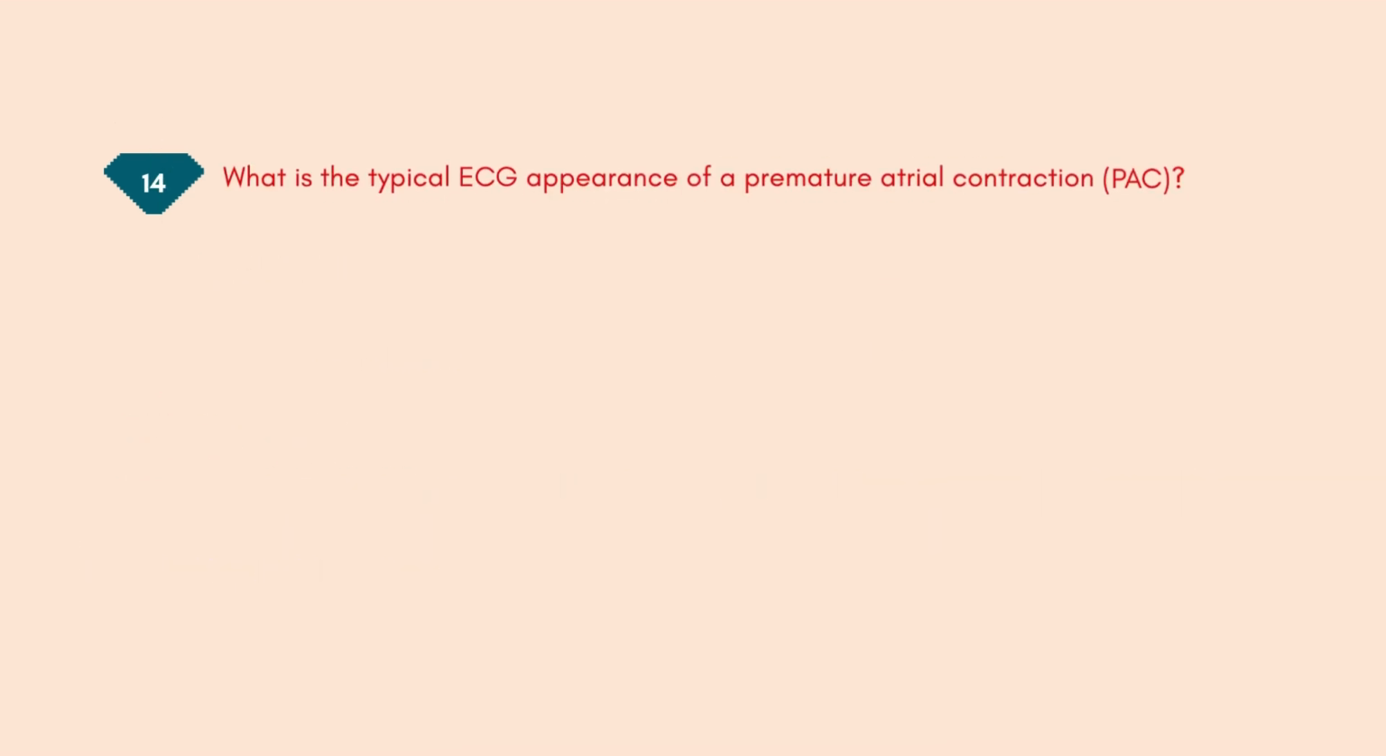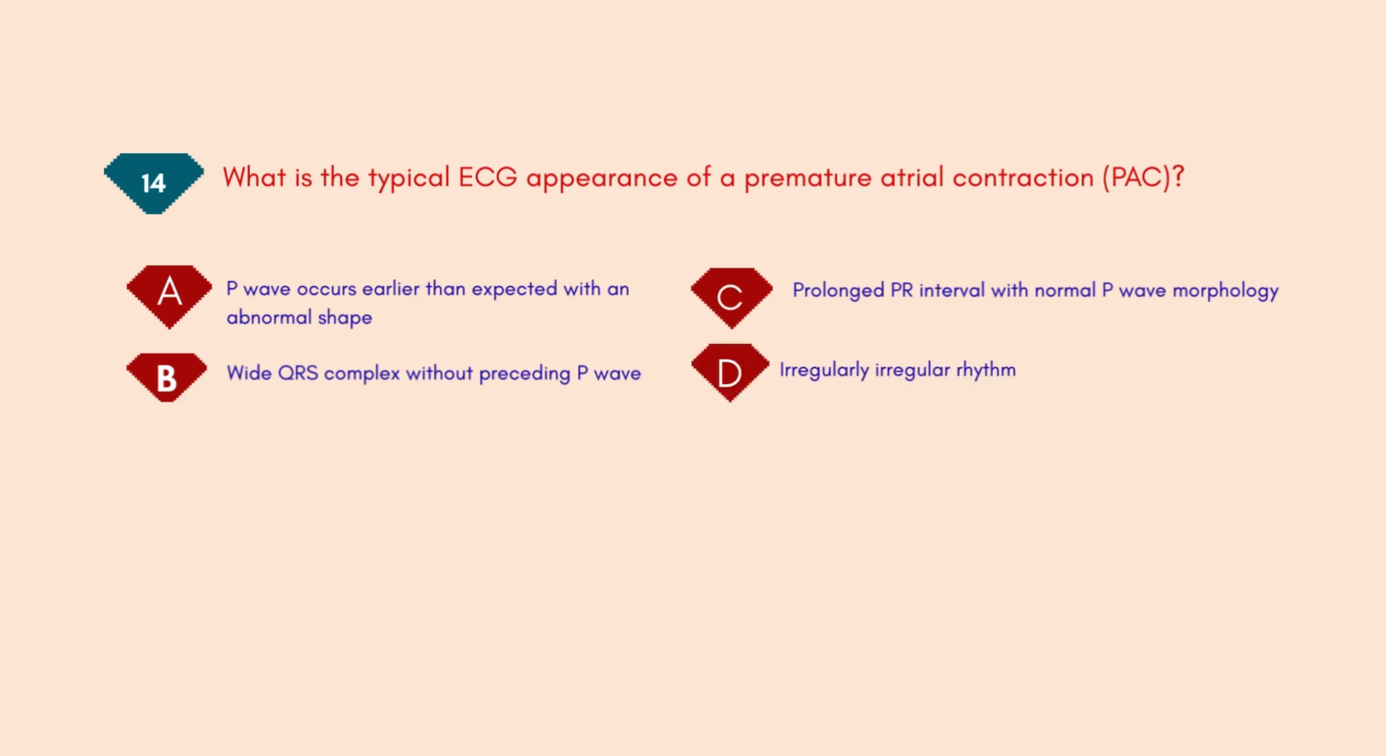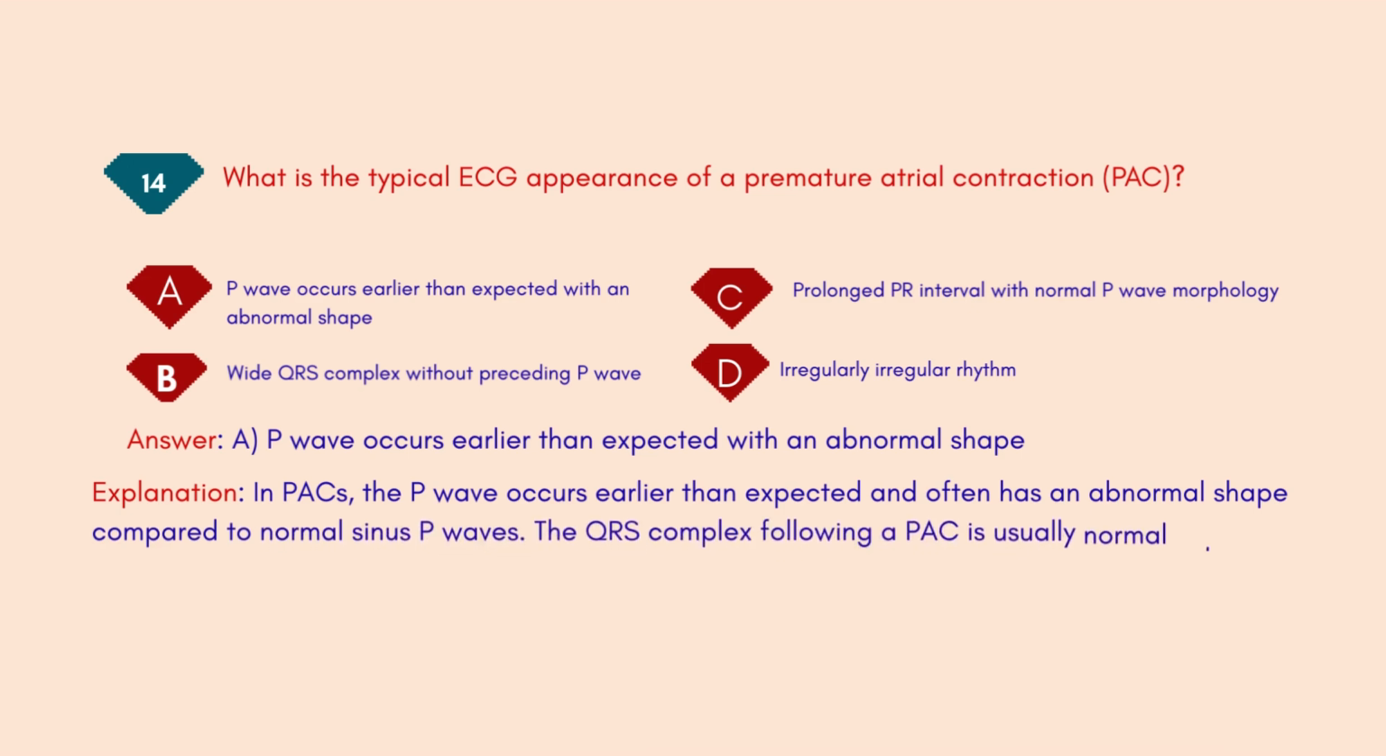What is the typical ECG appearance of a premature atrial contraction, PAC? A. P wave occurs earlier than expected with an abnormal shape. B. Wide QRS complex without preceding P wave. C. Prolonged PR interval with normal P wave morphology. D. Irregular rhythm. Answer: A. P wave occurs earlier than expected with an abnormal shape. Explanation: in PACs, the P wave occurs earlier than expected and often has an abnormal shape compared to normal sinus P waves. The QRS complex following a PAC is usually normal unless there is aberrant conduction.